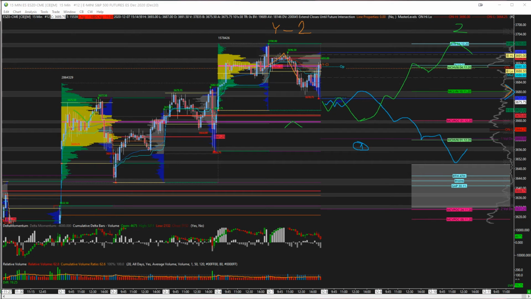Scenario 3. The overnight range is 25 points. The volume is 204,000 contracts, which compared to yesterday's overnight volume is slightly bigger.